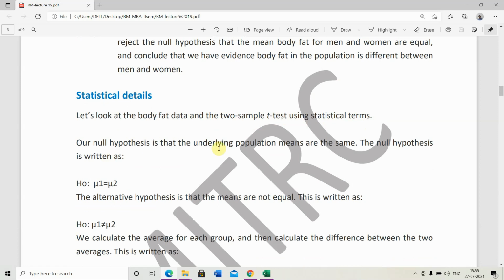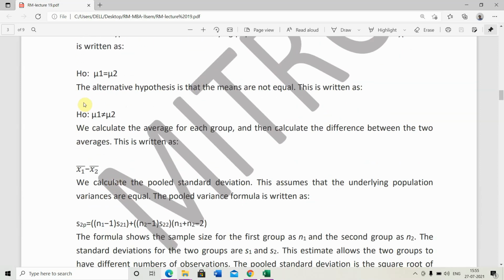Our null hypothesis is that the underlying population means are the same. The null hypothesis is written as H0: mu1 equals mu2. In the first topic, we have to assume the hypothesis, so H0 is mu1 equals mu2. The alternative hypothesis is that the means are not equal. This is written as H1: mu1 not equal to mu2.